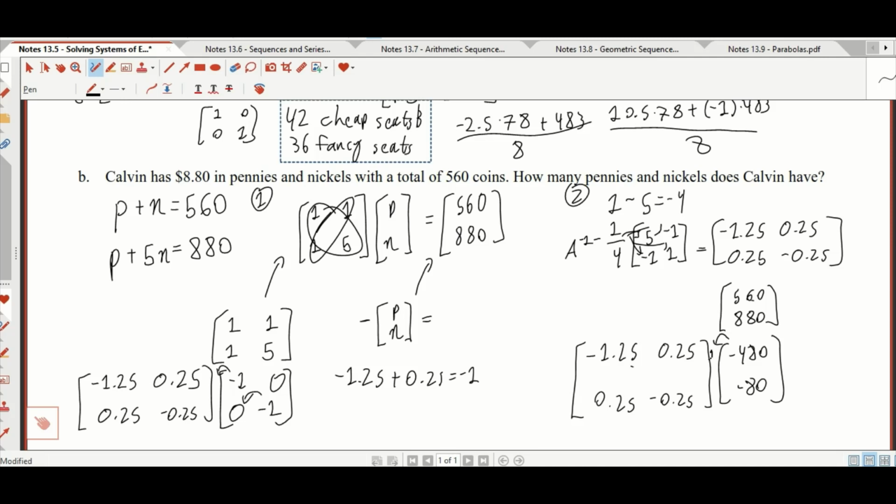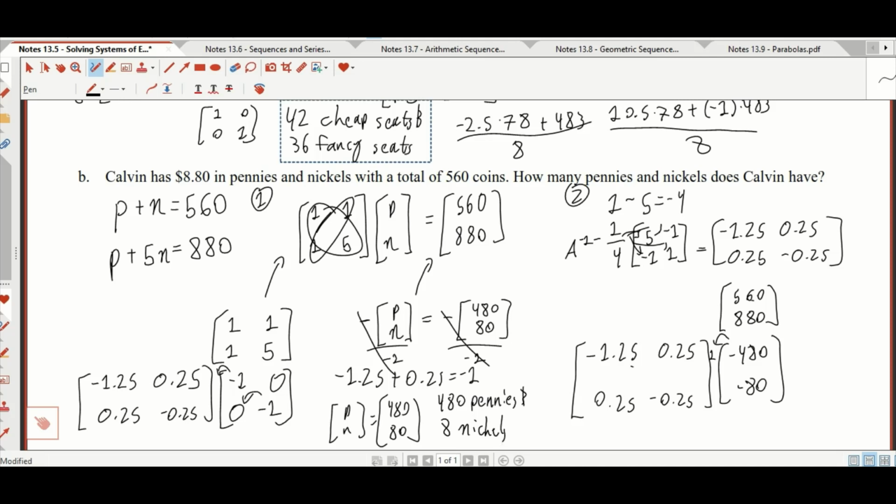I'm going to factor out that negative 1. So what this really says is negative Pn is equal to negative 480 and negative 80. And now you can just divide both sides by negative 1 or multiply both sides by negative 1, and you get that Pn is equal to 480 and 80. That is, he has 480 pennies and 80 nickels.